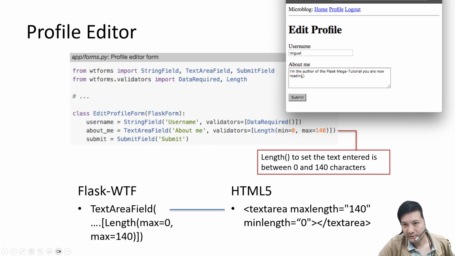For example, you need to type something in the about me field. If you don't type anything, it will not let you save the data. And if you type it too long or too short, it will not work. It is one of the validators, the so-called length validator.